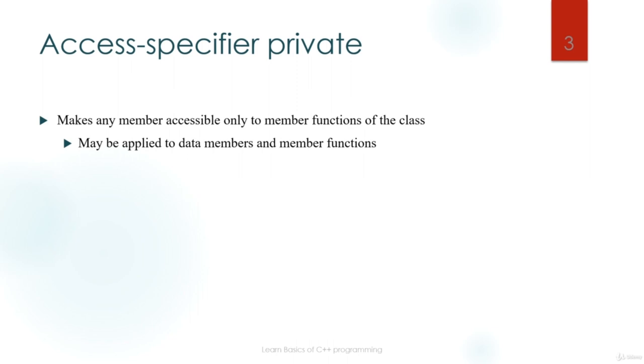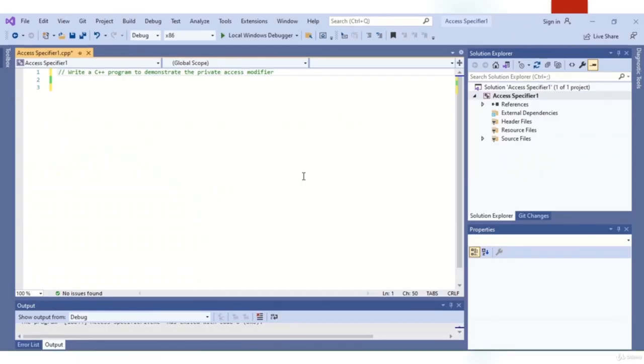The data members are normally declared as the private. This encourages the information hiding. Let us write a C++ program to demonstrate the private access modifier. In this, we will first try to access the private data member directly with the help of the dot operator and check what output we are getting.